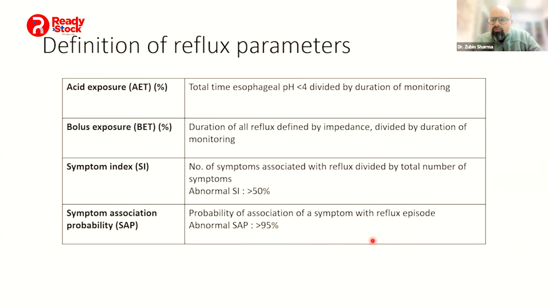What are the standard definitions that you now use to interpret the reports? AET is the acid exposure time. It's the total time that the esophagus is exposed to a pH of less than 4. Bolus exposure time is the duration of all the refluxes defined by impedance divided by the total duration. Symptom index: how many symptoms truly had a reflux. Symptom association probability is an algorithmic score which tells you whether the symptom is associated with a reflux episode or not. An abnormal SAP is more than 95% association.